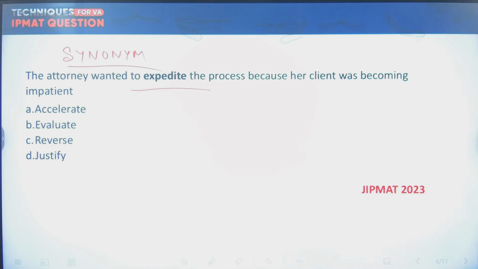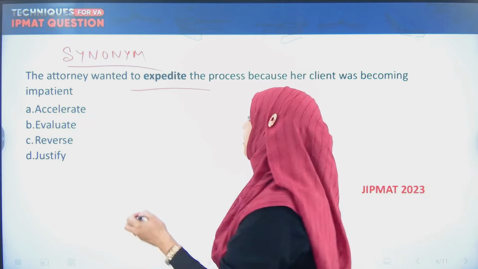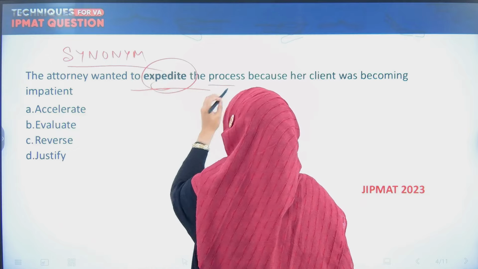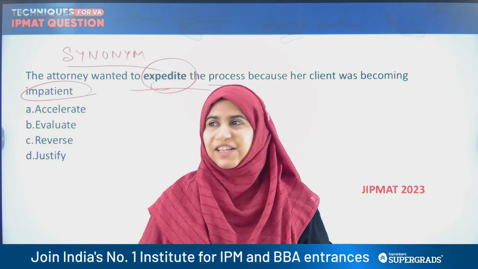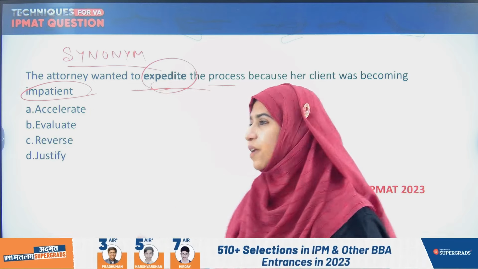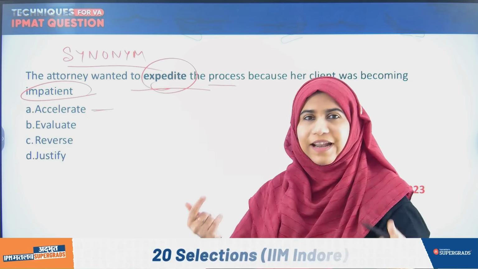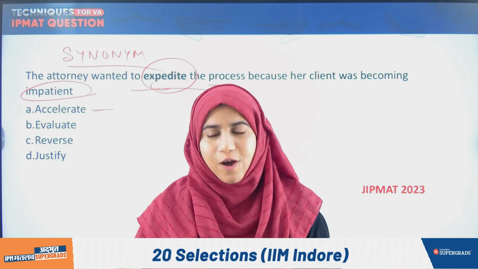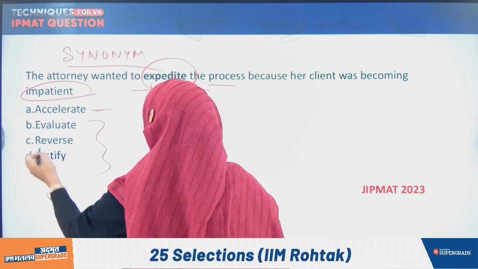The attorney wanted to expedite the process because her client was becoming impatient. Now I only understand that expedite the process. Client is getting impatient. अब जब वो impatient हो रहा है, बेचैन हो रहा है, तो process को हमें क्या करना पड़ेगा? Speed up करना पड़ेगा, right? So obviously, accelerate. To accelerate a vehicle, accelerate is to increase your speed. This looks good. Cannot be anything else.